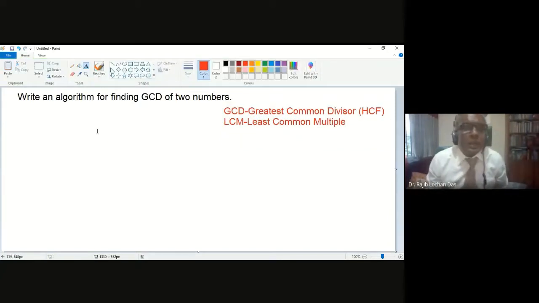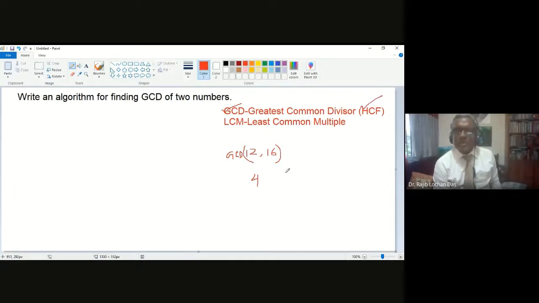So the thing is, if you have two numbers, say one number is 12, another number is 16. So GCD will be 4 in this case. Why will GCD be 4? Because 4 is the highest number that can divide both. It can divide 12 and it can divide 16 also. So this is the highest number which can divide both of the numbers. That is why GCD is 4.